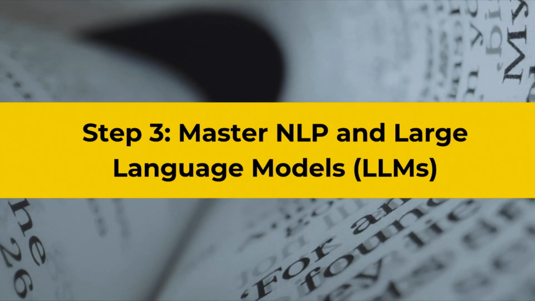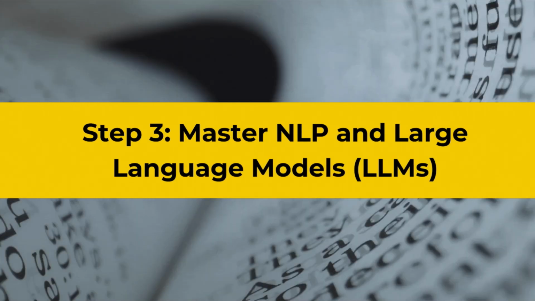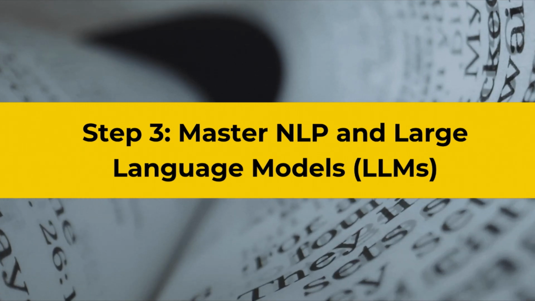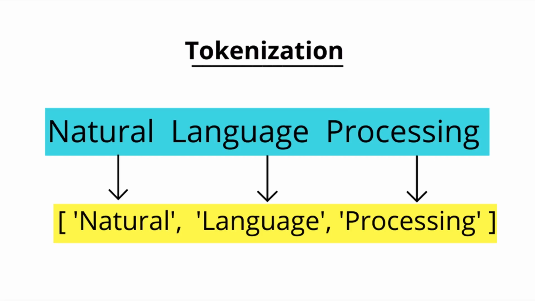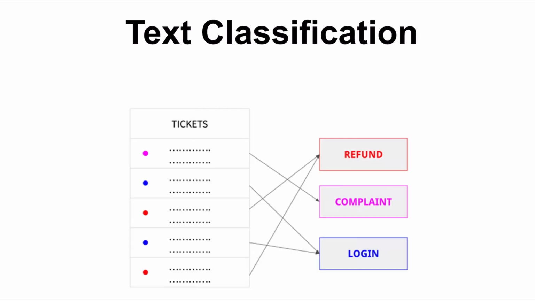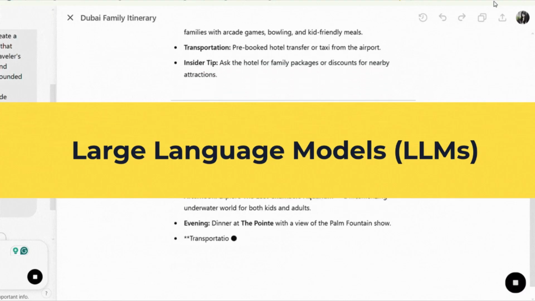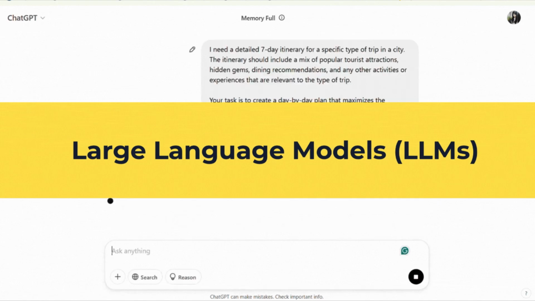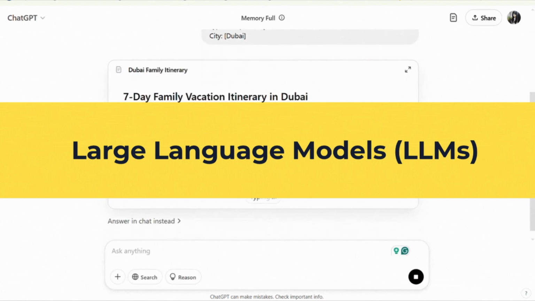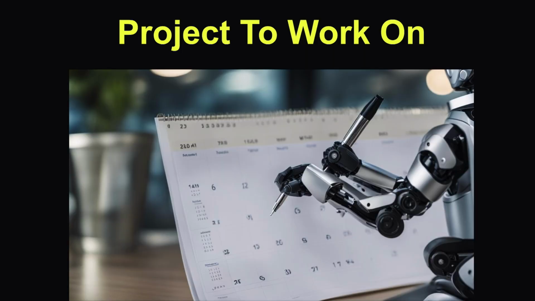Since most Agentic AI systems use language models like GPT-4 to reason and plan, you need to understand natural language processing. You need to learn tokenization, which means breaking text into smaller pieces like words or sentences. Text classification involves sorting text into categories like refund, complaint, or login. Named entity recognition focuses on spotting names, dates, and locations in text. Then explore large language models, which means learning how AI generates text, answers questions, and processes language. To work on project, you can build a smart AI assistant that answers questions and schedules meetings or books appointments without you doing anything manually.